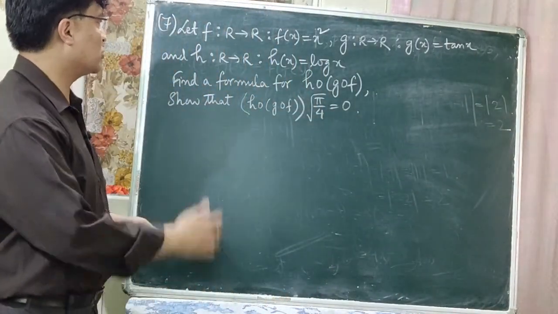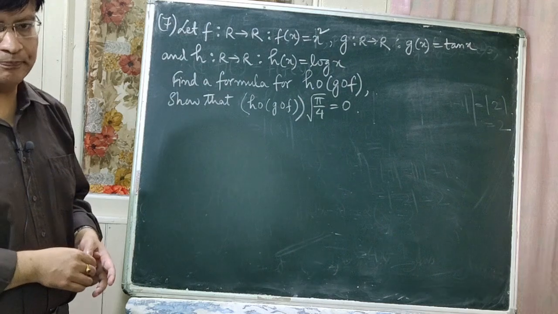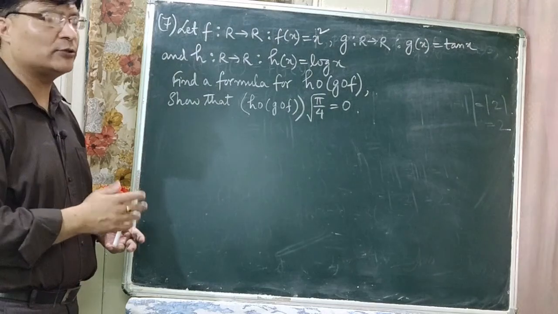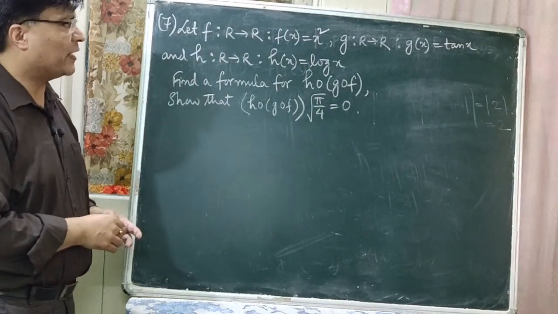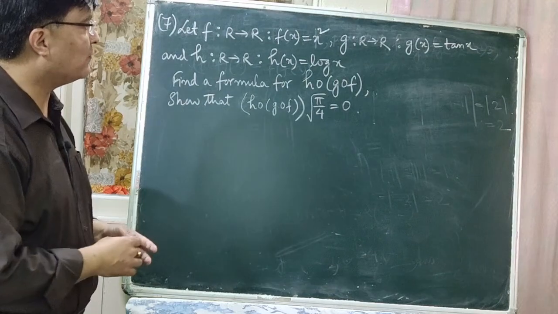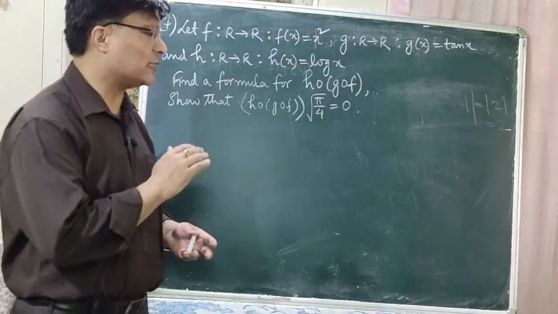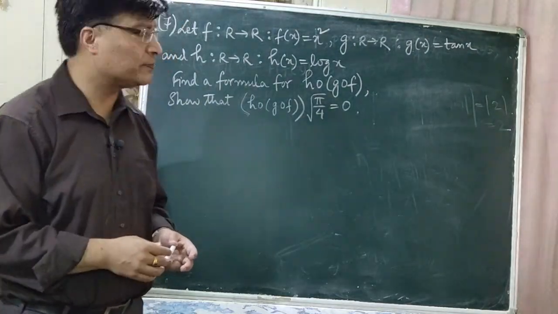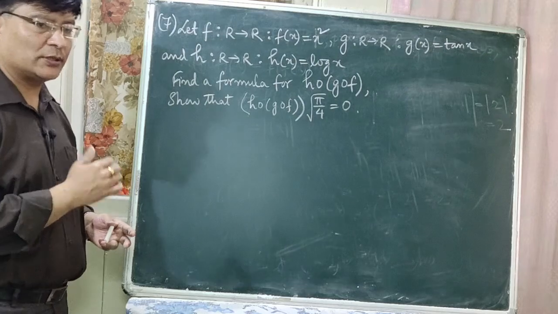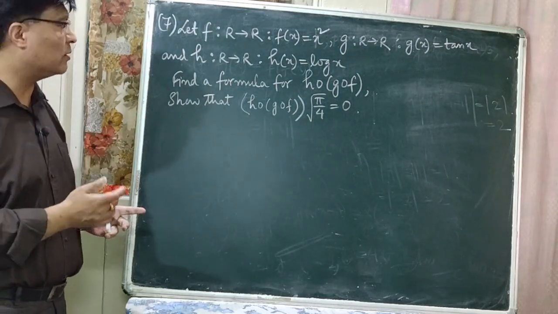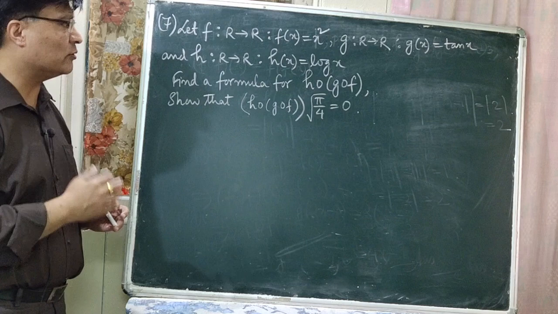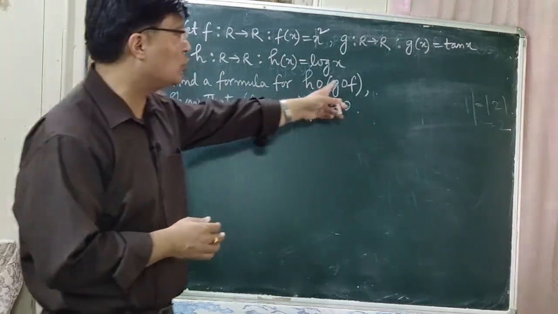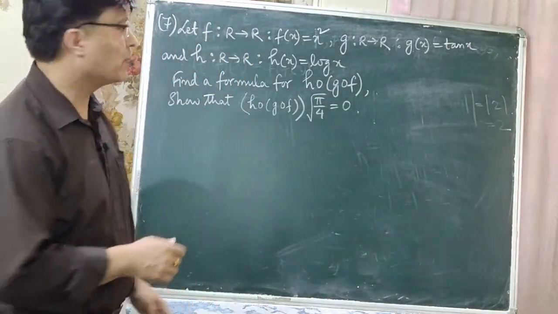So now we'll do the next question, that is, 3 functions are given here. Let the function f from R to R, real to real numbers, be defined by f of x is equal to x square, and the second function g from R to R, also real to real numbers, be defined by g of x is equal to tan x, and the third function is h from R to R, also real to real numbers, defined by h of x is equal to log of x.